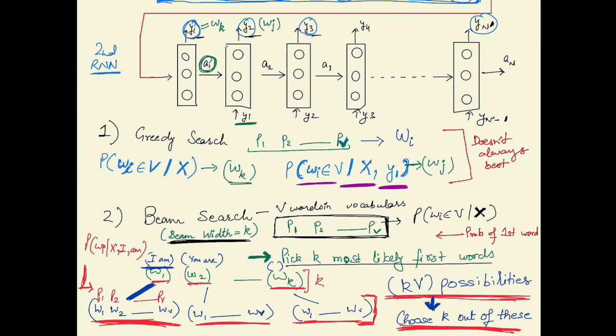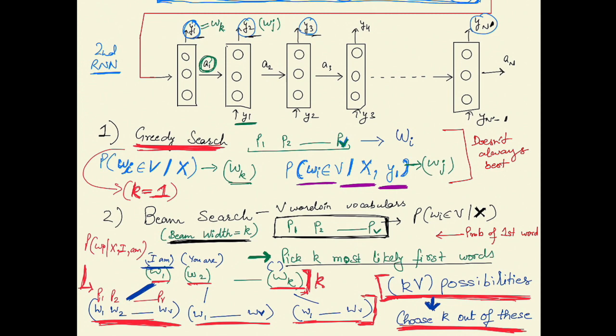Since we maintain k options at every stage, and for every k option we look at all the v words, at each stage we again have kv possibilities, and we keep on choosing k out of these possibilities till we obtain our final answer. So basically we can say that greedy search is a particular case of beam search when k is equal to 1. At each step we just pick the best word and go along with that.